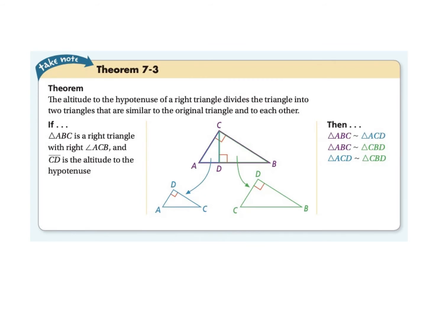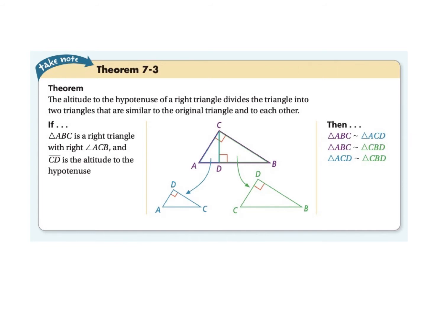In a right triangle, we have some similarities that can happen. Basically, what this theorem lets us know is that if you do have a right triangle and the right angle is, in this case, at C, and CD is the line that comes from the right angle down to the opposite side and is perpendicular to it, that would be called the altitude. So we have an altitude going to the hypotenuse.